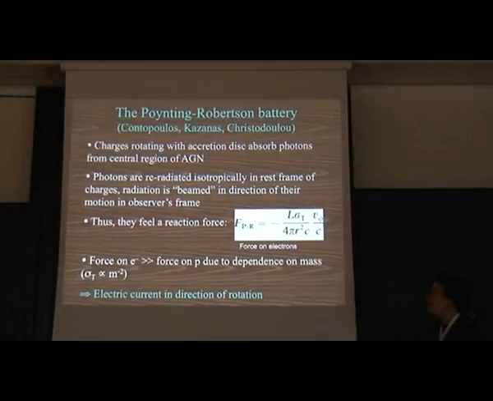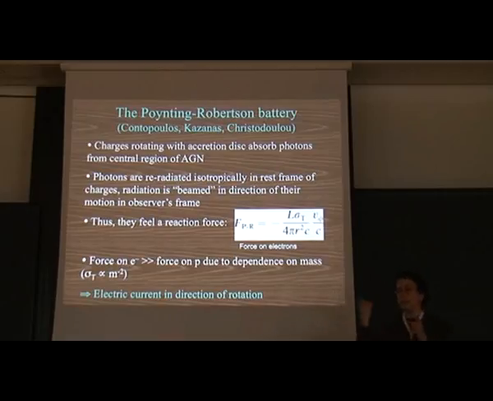Okay, now another thing that I want to talk about is the question of this so-called Poynting-Robertson battery. It's an idea that has been out for a while, about 10 years. It was first proposed by June and collaborators. And essentially, it's a simple enough idea in kind of sketch form.